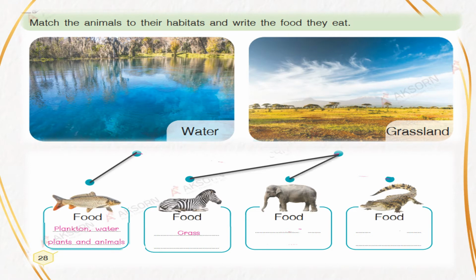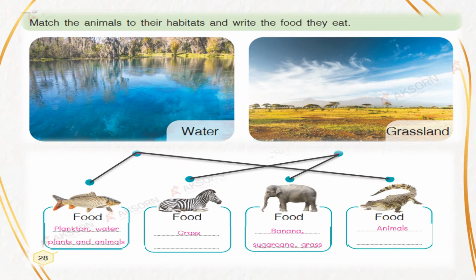Okay, next is the elephant. They also live in grassland. Elephants eat banana, sugarcane, and grass. Okay, and the last is the crocodile. They live in water. Okay, they eat animals. Now, class, do you understand? Did you follow? Okay, very good.